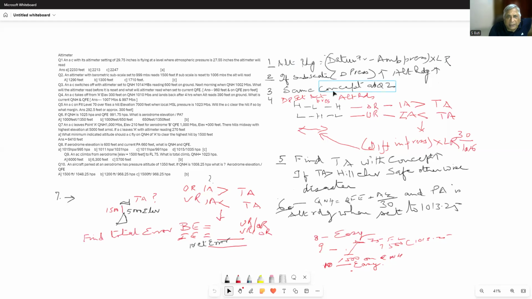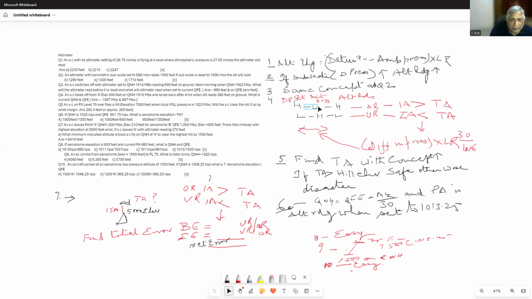Question number 3 is the same concept as in question number 2 above. In question number 4, and again in question number 7, we are going to apply the concept of barometric error. Remember, the barometric error is when the pressure set on your window, that's the datum pressure which you set, and the actual pressure at the place at which you are flying is different.